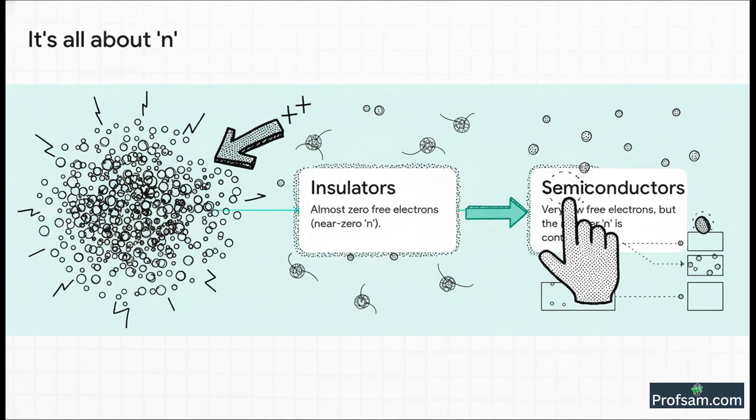Now in insulators, the electrons are held very tightly by the atoms, so N is almost zero. With N so small, the resistivity becomes astronomically high. And then there are semiconductors, which are in the middle. They have very few free electrons naturally, but, and this is the most important part for all of modern electronics, we can actually control this number N.